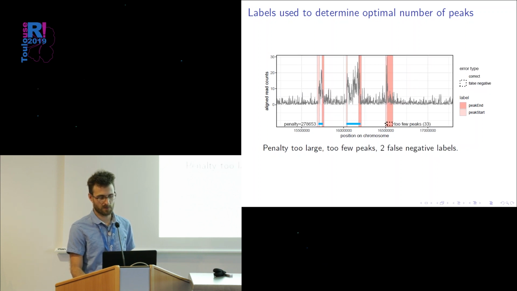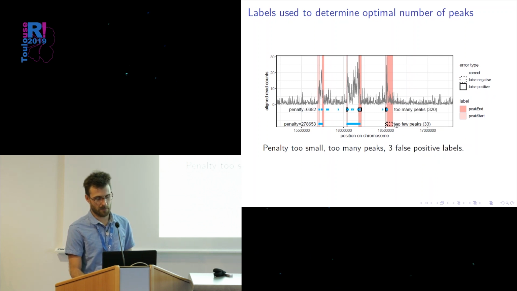So for example, when the penalty is very large, we get a model with too few peaks, like there should be a peak here in this pink and red region, but there's not, so we call that a false negative. And with a small penalty like 6,000 here, we get a model with too many peaks. So that's resulting in what we call false positives, because actually in these pink regions, for example, there should only be one peak start, but here there's more than one, so that's also bad.